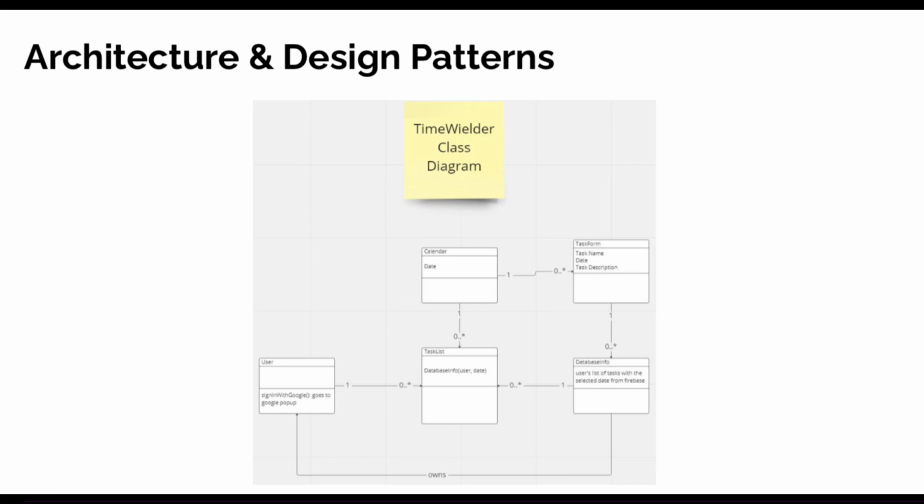The task list in terms of classes is definitely the laziest. All it does is take in info that's given from others and displays it. With calendar, of course, we have showing the date, task form being where task name and task description are implemented. It takes in the date from calendar, database info taking all the info from task form, and the user also giving its information to the task list, the user being the owner of database info.